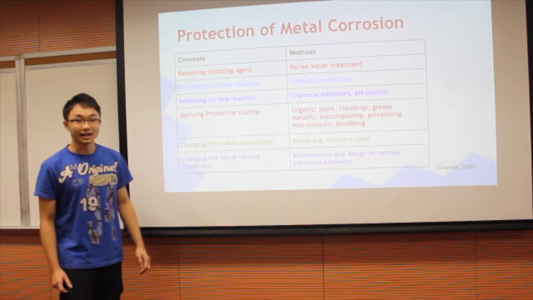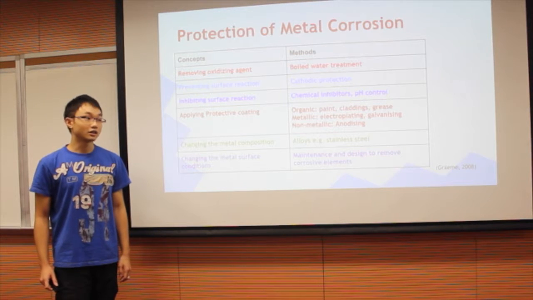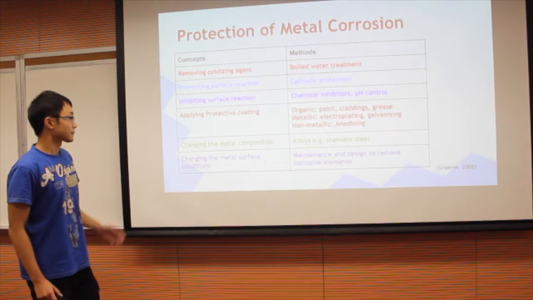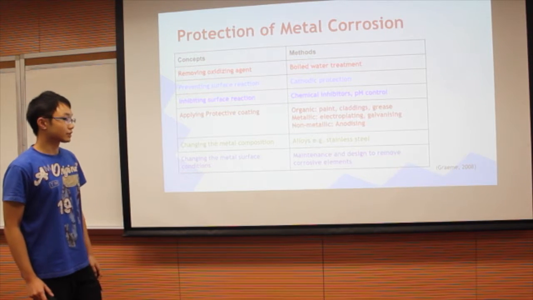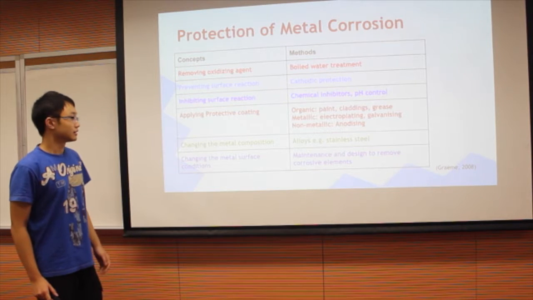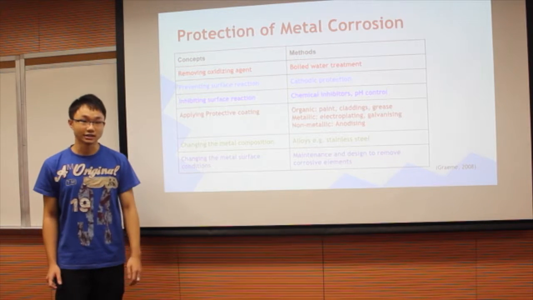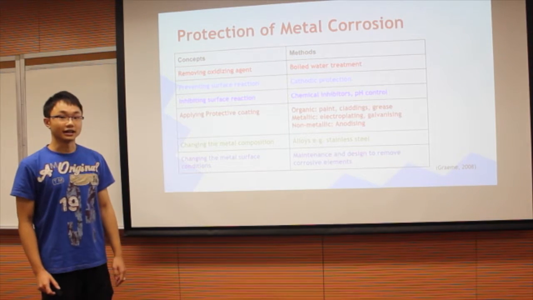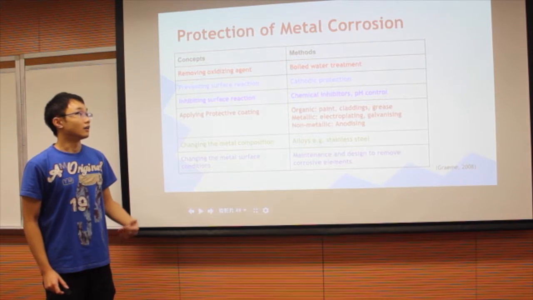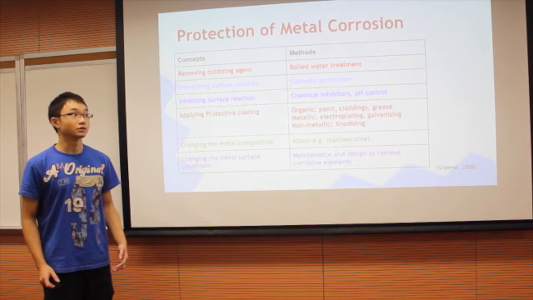And the non-metallic part is like anodizing, which is a metal oxide layer formed on the metal to protect it from corrosion. The fifth one is changing the metal composition, such as making alloys like stainless steel. And the sixth one is changing the metal surface conditions. Through maintenance and design, the corrosive elements can be removed from the surface of the metal, so that the metal will be less prone to corrosion.